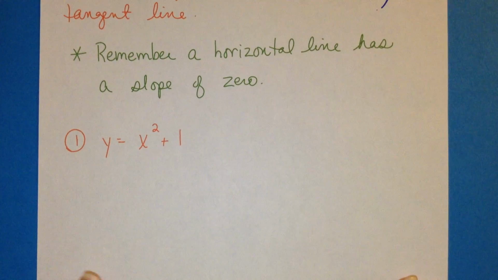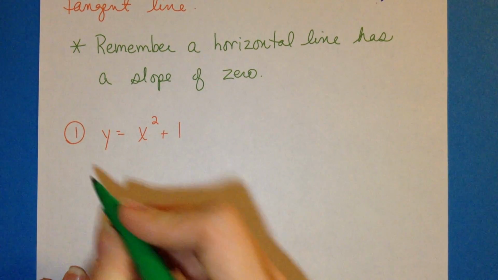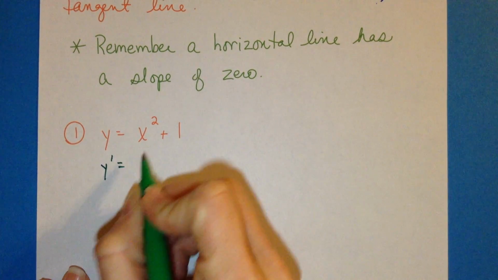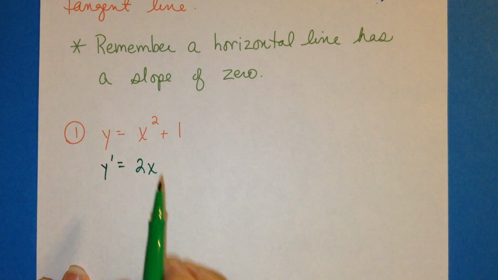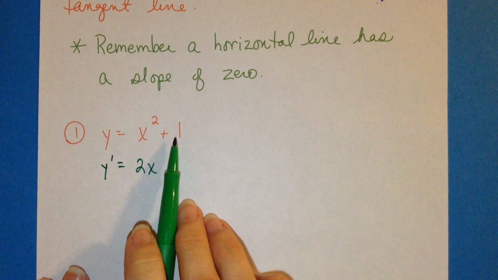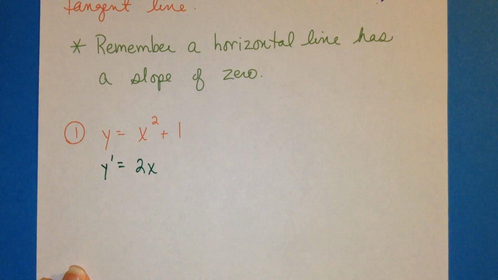That means we've got to do the derivative. So my derivative would just simply be 2x. Of course, the 2x is the derivative of the x squared. The derivative of 1 is 0.